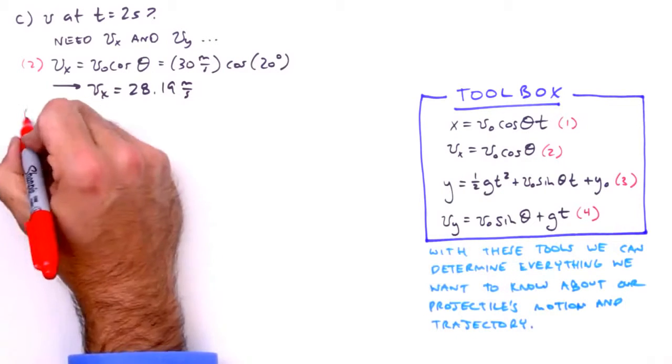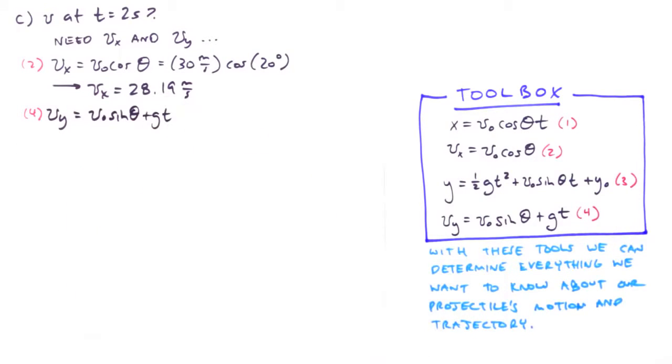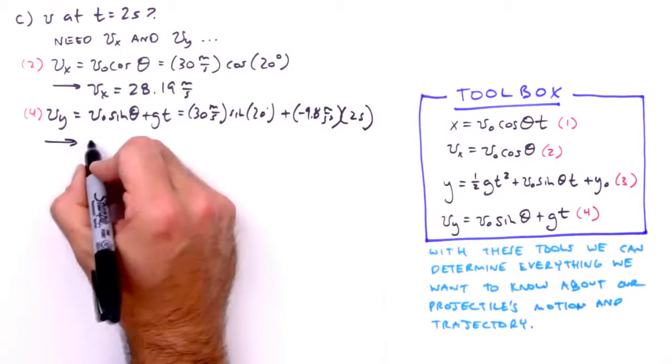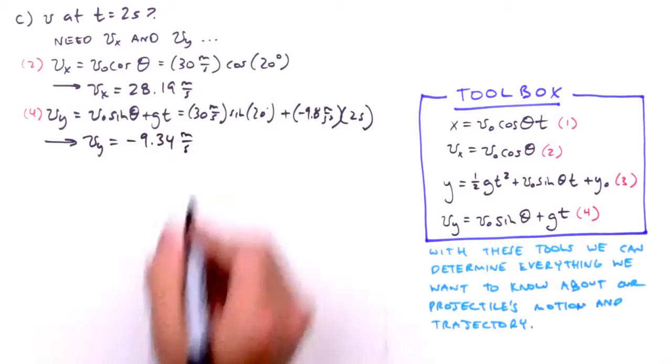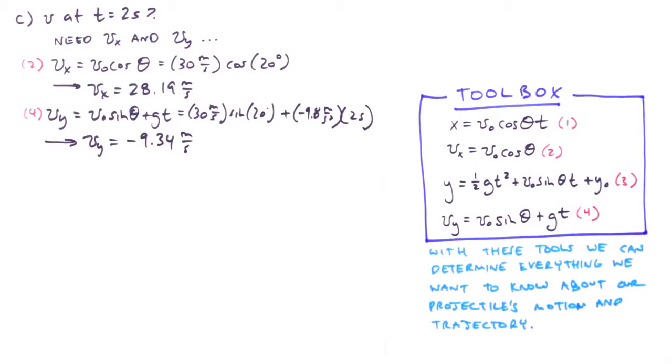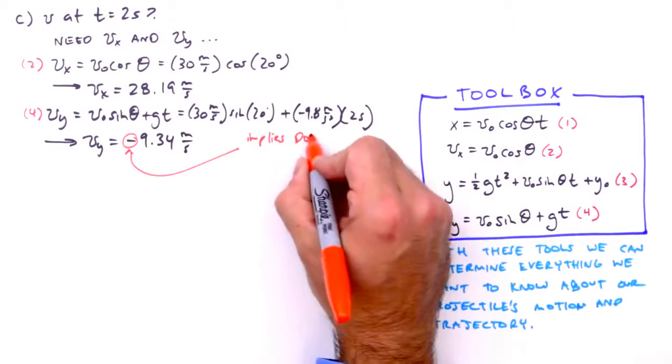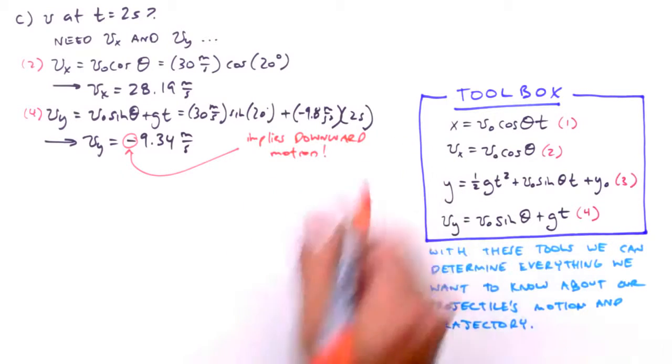We'll use equation 4 to determine the vertical component. Inserting our known values, including the time in question, 2 seconds, we get a value of negative 9.34 meters per second for v sub y. What's up with that negative sign? That negative sign implies motion in the negative y direction, that is, downward.